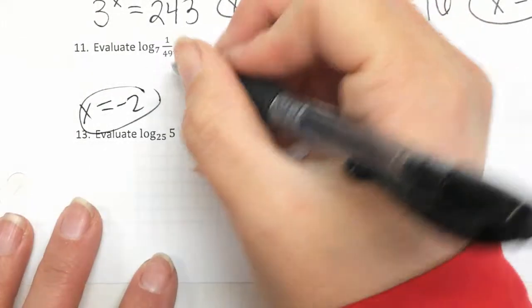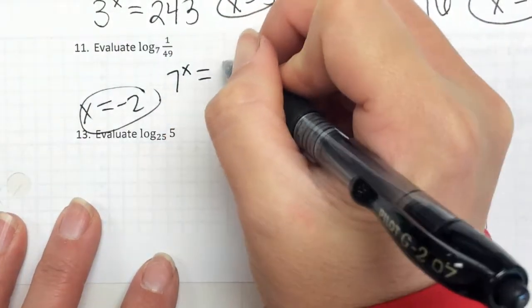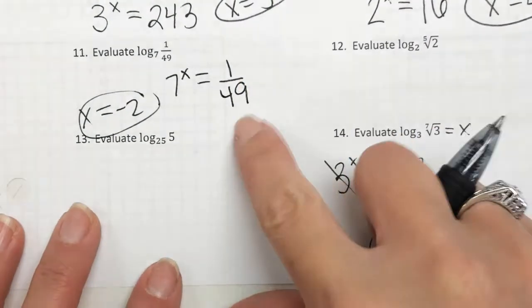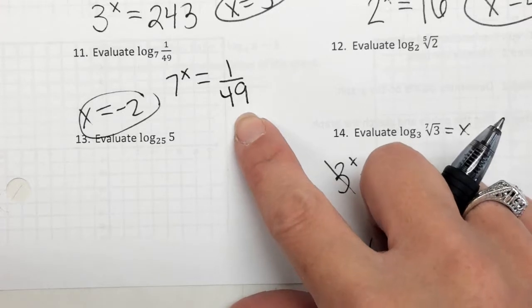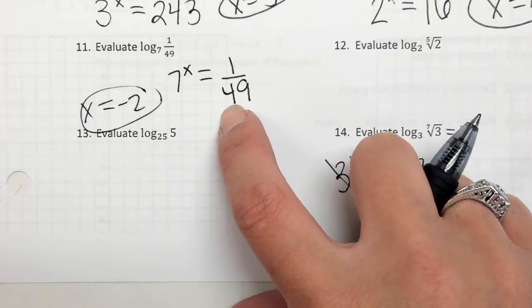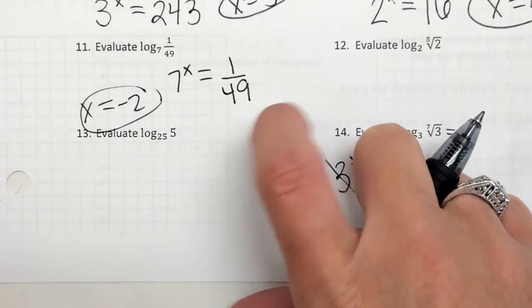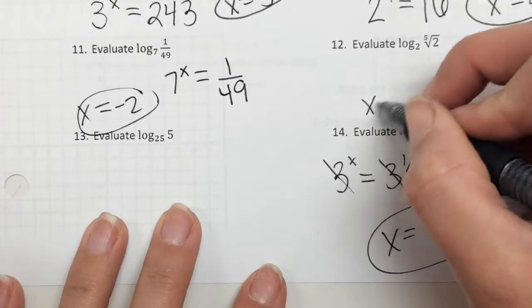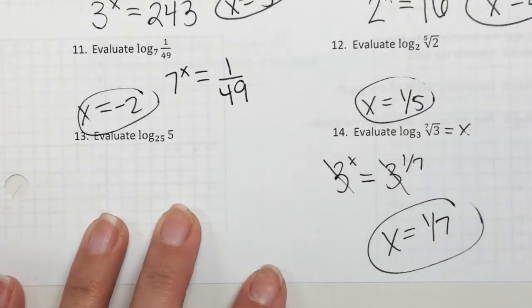Okay. This is 7 to the x power equals 1/49. So we know it has to have a negative exponent because it's a fraction. So what do you have to raise 7 to get 49? 2. It's in a fraction form, so you know it's got to be a -2. Very good. What'd y'all get for this one? 1/5. Do I need to go over it?